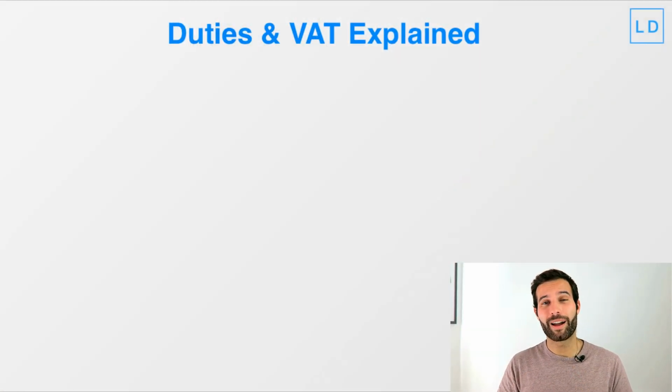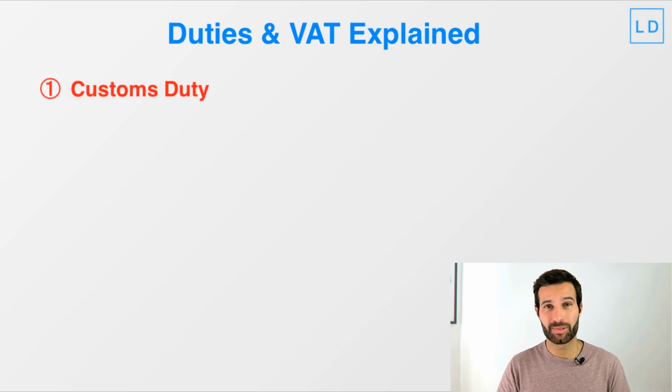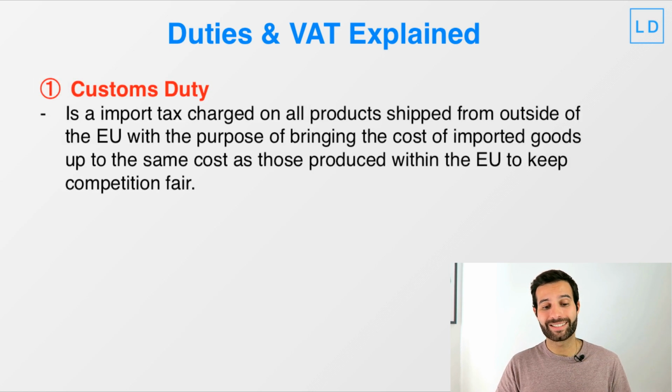Okay, so before we talk about how to actually calculate the duties and VAT that needs to be paid on a shipment, why don't we first just talk about what they actually are. So firstly, let's look at customs duty. Customs duty is an import tax charged on all products shipped from outside of the EU with the purpose of bringing the cost of imported goods up to the same costs as those produced within the EU to keep competition fair. So essentially, it's just an import tax that HMRC charges us.